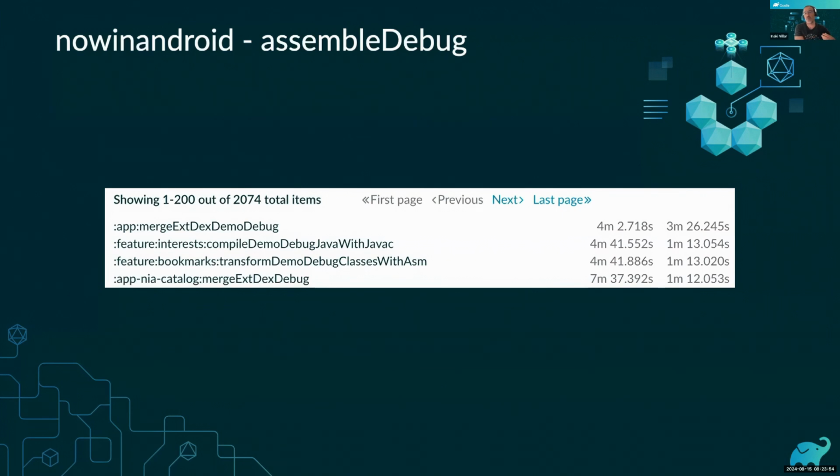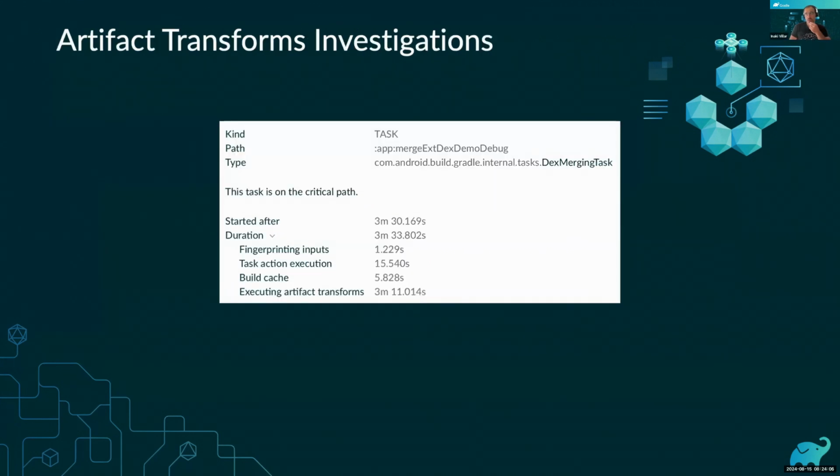So from there, we started our investigation, and on the build scan, we can open the small window close to the task name on the timeline. And what we notice is that in terms of fingerprinting this specific task, on the type, that's a text merging task, is 1 second. The task action was 15 seconds. The build cache 5 seconds. But the artifact transform execution was 3 minutes. So something was wrong, right? Thanks to having this information in the build scans, we continue the investigation.